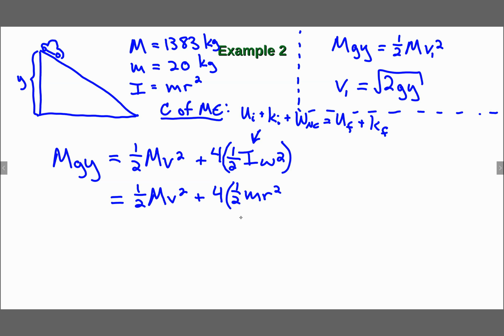And then the omega for rolling without slipping is V over R, and then that's squared. And so then what we end up with is 1/2 M v squared plus, the 4 and the half go together to make a 2, the r squared's cancel, and I get m v squared.